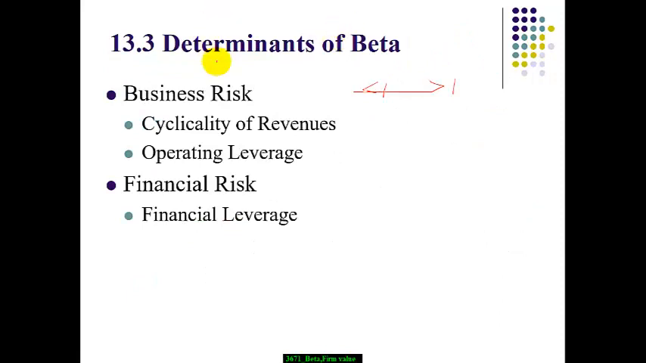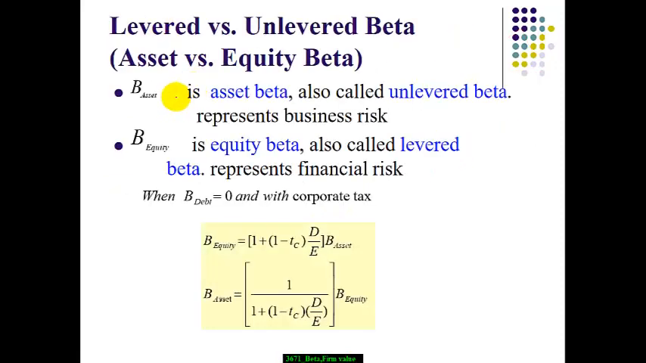So in sum, there are 3 factors driving our beta. One is whether your revenue is business cycle driven. The other is whether you have high or low operating leverage. Lastly is whether you have high or low financial leverage. Let's take a closer look at asset beta versus equity beta.